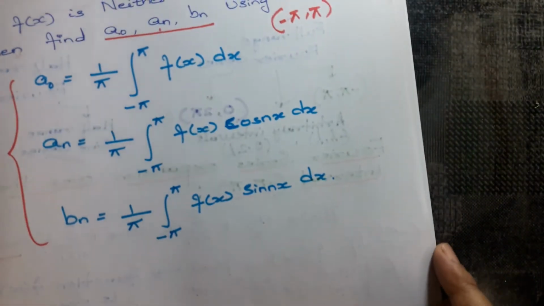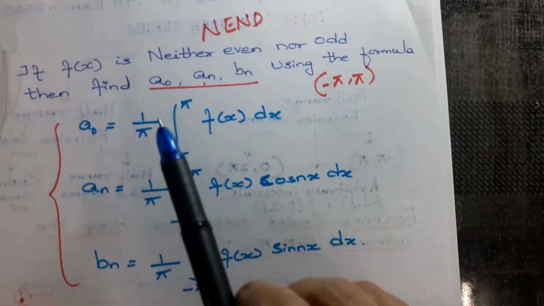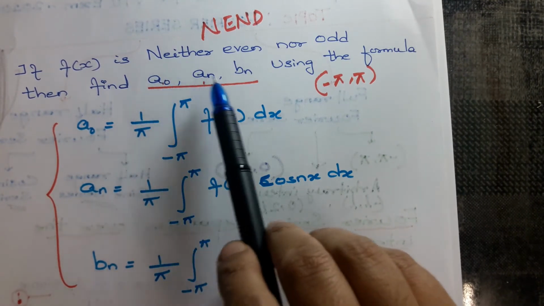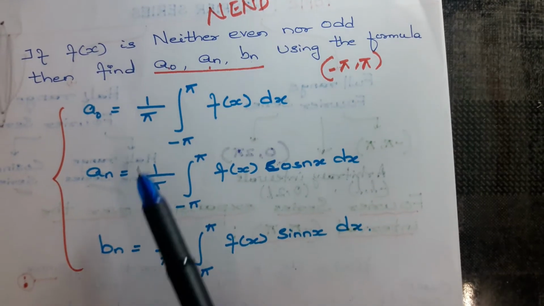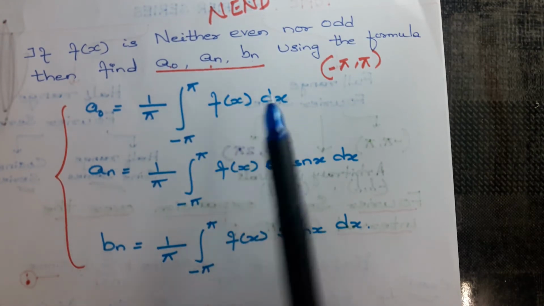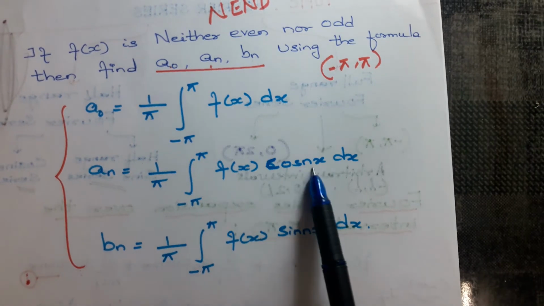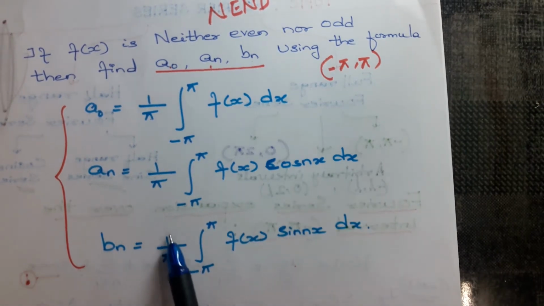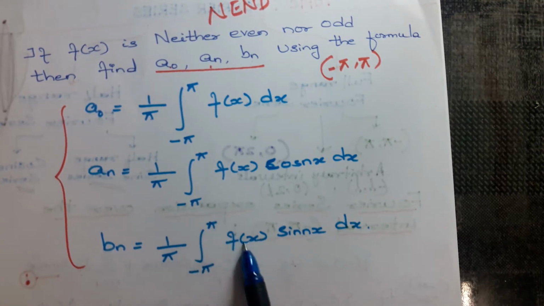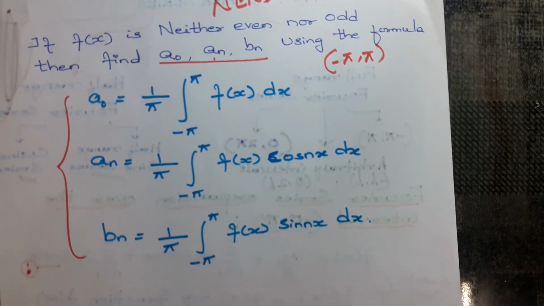Okay. Third case. If the function is neither even nor odd, then what to do? In such a case, find out all the coefficients a naught, an, bn using the formula. A naught is 1 by pi integral minus pi to pi f of x dx. An will be 1 by pi integral minus pi to pi f of x cos nx dx. Bn will be 1 by pi integral minus pi to pi f of x sin nx dx. Okay, all the three coefficients you have to find out if the function is neither even nor odd.